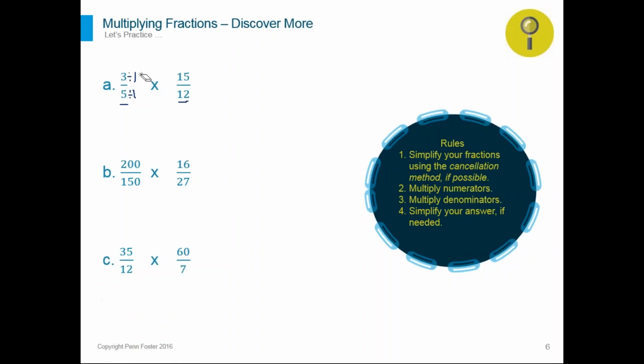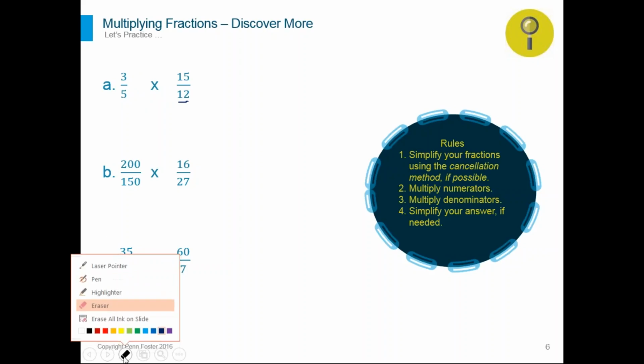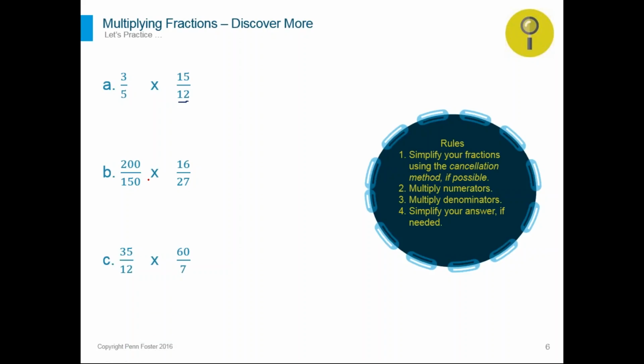So I need to look for one number from the top and one number from the bottom that may have common factors that is not a 1. So 15 and 5, yes, 15 is a multiple of 5. So in this case, 5 is a common factor between 5 and 15. Divide over that factor. So over 5 and over 5.